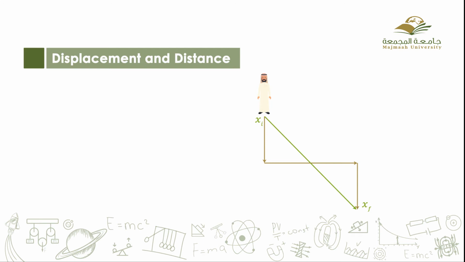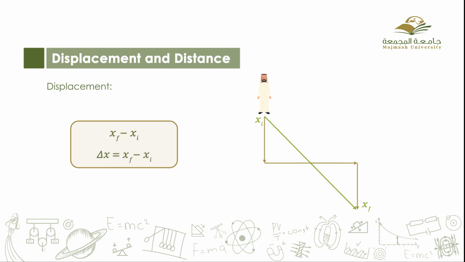So if you want to find delta X, the difference in the position, it will be the maximum position that the object reaches, or the final position, minus the initial position. It will be delta X equal XF minus XI. Okay?